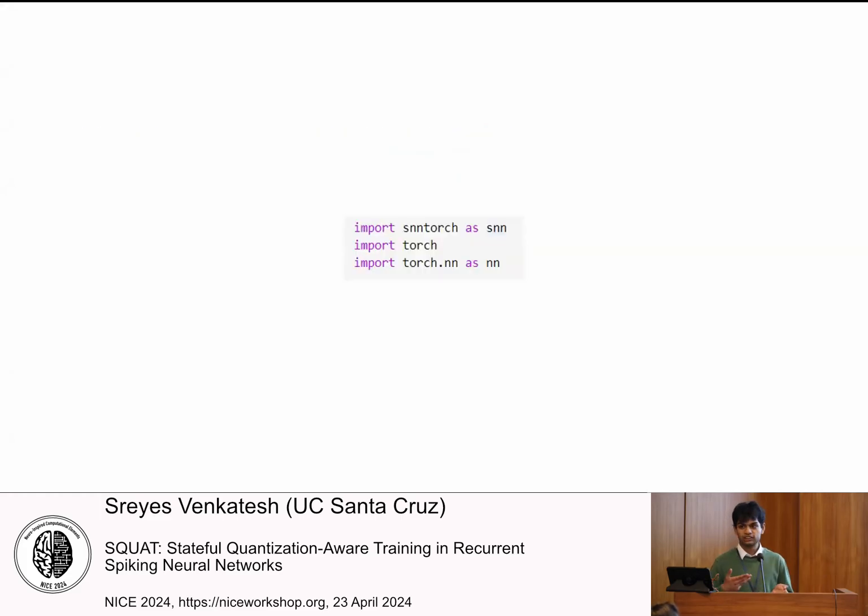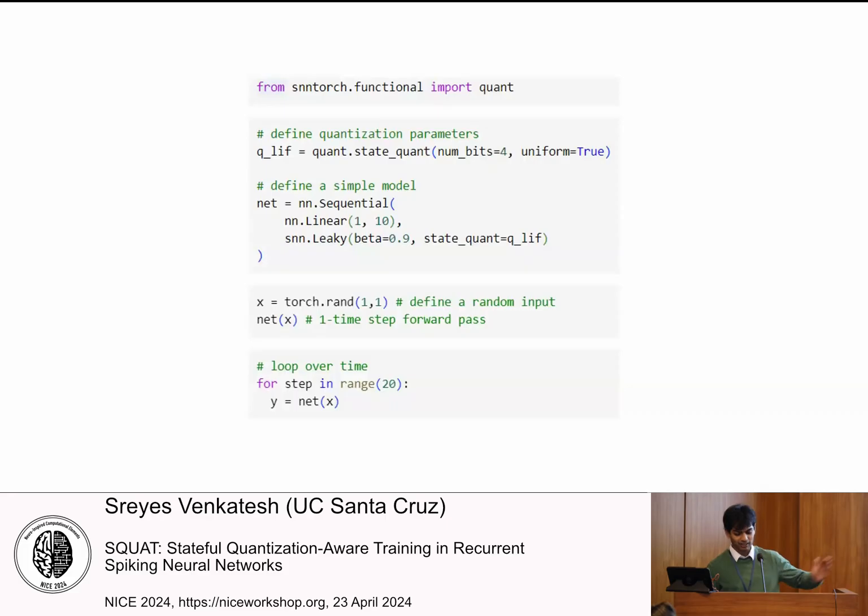So this is the code for how one would implement the quantized network. This is just me importing snnTorch and then importing PyTorch. And after that, I'm importing the quant function. Then in that first line of code, I'm defining what the parameters for my quantization scheme are. So I'm choosing to have 4 bits of representation, and it's going to be a uniform SQUAT. If I wanted to change it from uniform to exponential SQUAT, I would just change uniform equals True to uniform equals False. Then after that, I am defining a single layer network with 10 LIF neurons.